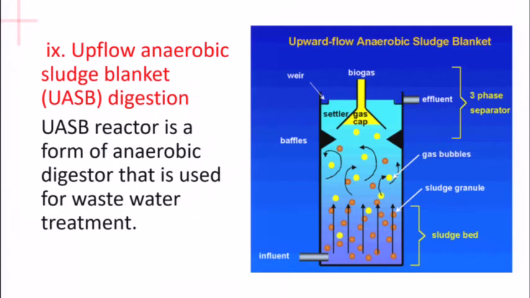Next, coming to UASB, which is upflow anaerobic sludge blanket digestion. The UASB reactor is a form of anaerobic digester that is used for wastewater treatment. As shown in the picture, the diagram indicates that the effluent comes in at the bottom, there is sludge present, the sludge granules are present and there are gas bubbles which flow up, and finally the biogas comes out at the top after the treatment. The UASB reactor is a methanogenic digester that evolved from the anaerobic clarigester.